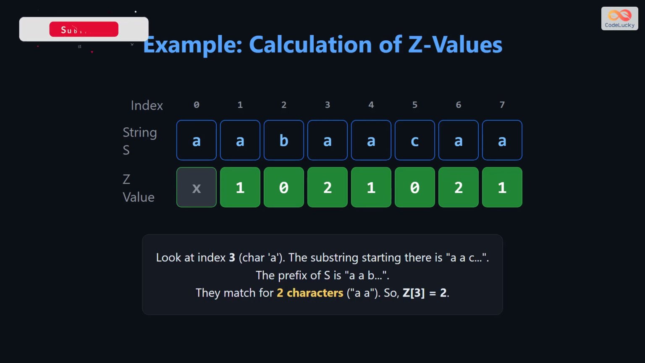Let's look at an example to make this clear. Here we have a string starting with a, b, a, a, c. Look at index 3. The substring starting there is a, a, c. The prefix of our string is a, a, b. They match for the first two characters, a and a. So, the Z value at index 3 is 2. This array of values is what we need to compute.